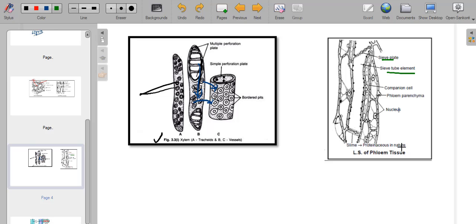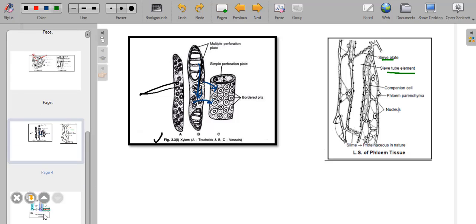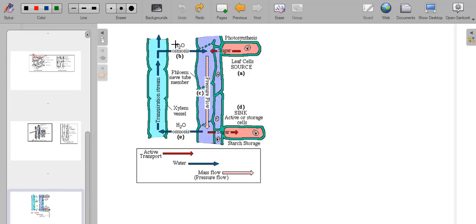And the phloem parenchyma as well. As you see, it has large gaps, and you can see it is acceptate. Acceptate means it won't have any stopping points like this. It will be continuous. So this is about phloem parenchyma.